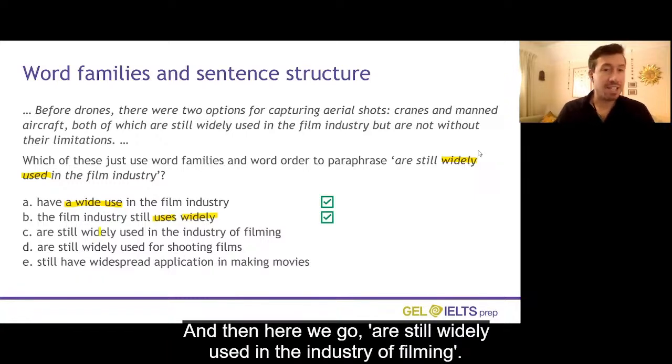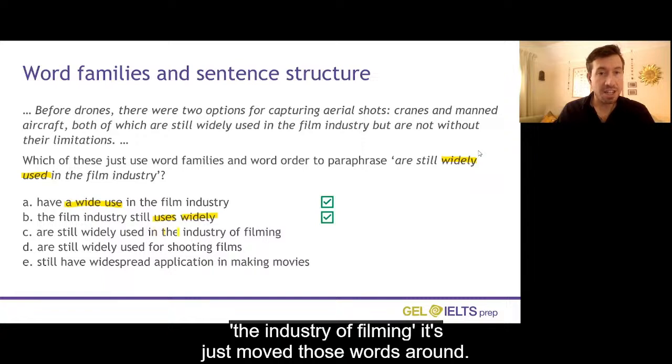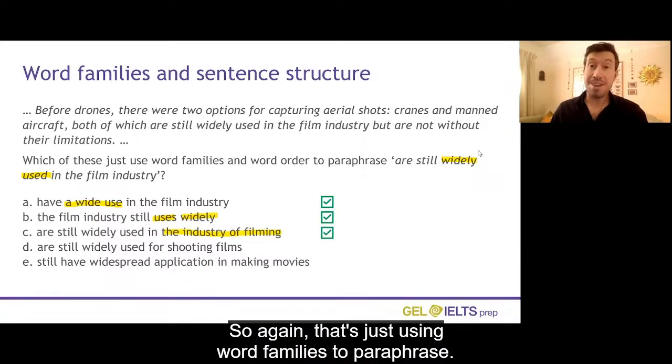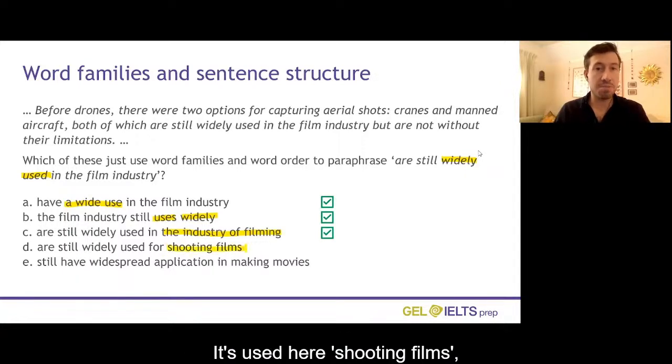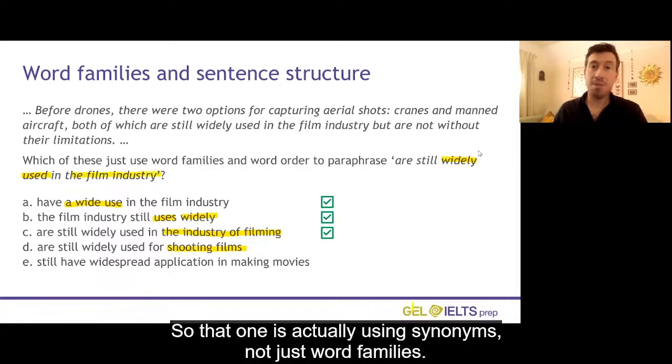And then here we go, "are still widely used in the industry of filming." So the film industry, the industry of filming, it's just moved those words around. So again, that's just using word families to paraphrase. Now, D, if we have a look, we can see that it's not just using word families. It's used here "shooting films," and here it's "the film industry." So that one is actually using synonyms, not just word families.